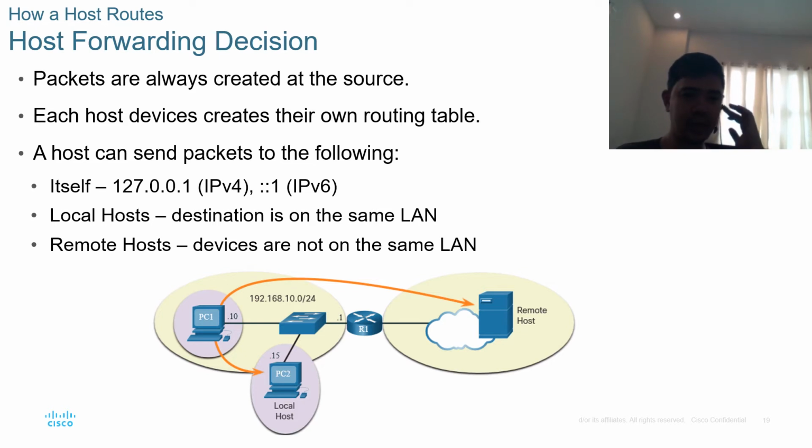This time it's all about routing. First thing to take note of is the moment that a PC1, like in this diagram I have here, sends data. This packet is always created in PC1, the source. Then PC1 will encapsulate this packet, in this case in the network layer, with an IP address, source and destination IP address.